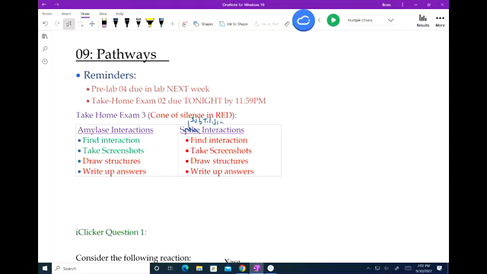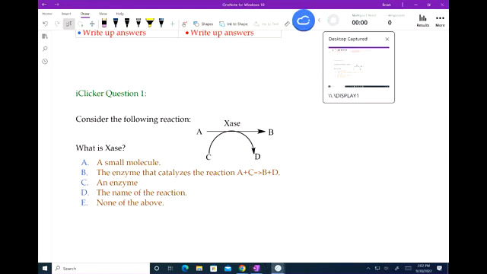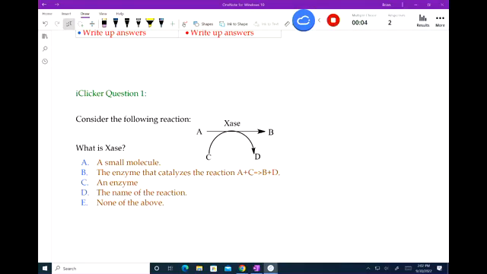This is a little bit of a reiteration, but I just want to make sure we're absolutely on the same page, because we're going to be doing a lot of things like this. We're going to see a lot of diagrams like that, so I want to make sure everybody's on the same page about what they mean. So take a second, look at that. What is XACE?